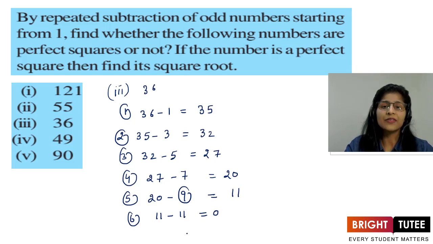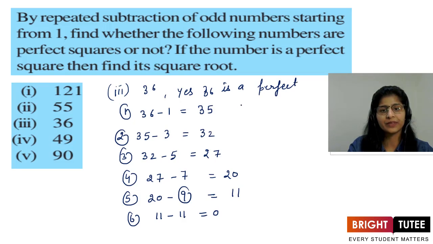So you see, after subtracting the consecutive odd numbers starting from 1, we are going to get at the end the answer as 0. Right? That means 36 is a perfect square. So you'll write, yes, 36 is a perfect square.